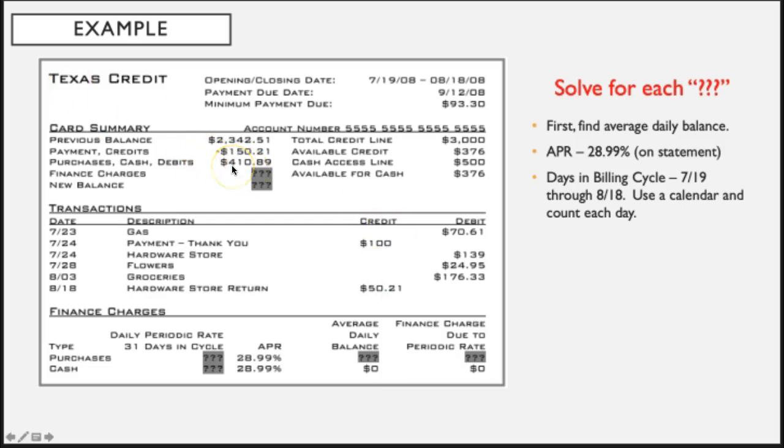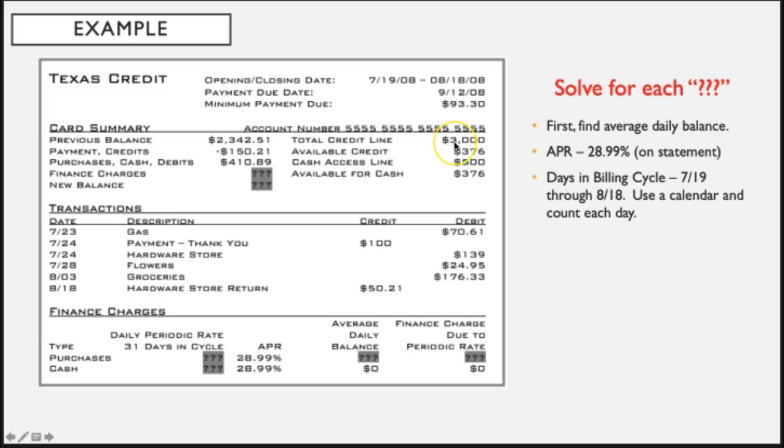The purchases you made during the period of this statement was $410.89. You can see that over here. Part of it was for gas, part of it was the hardware store, part of it was flowers, and part of it was groceries. But all of that adds up to $410.89.